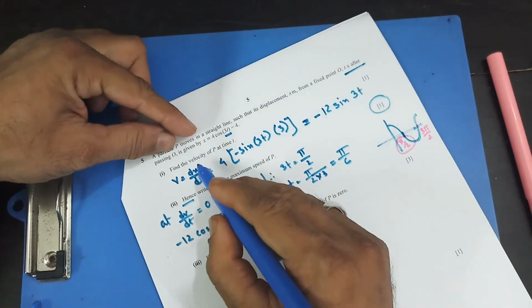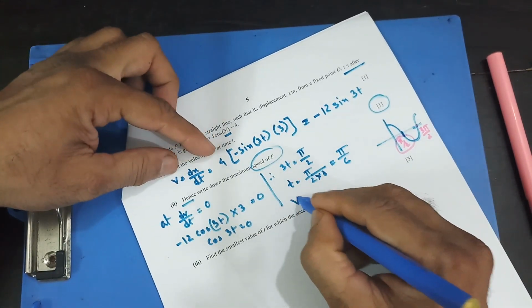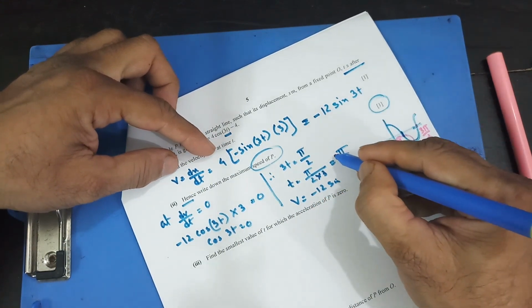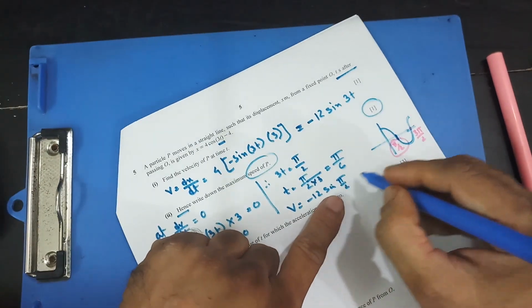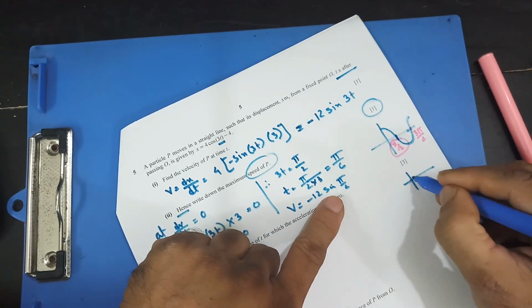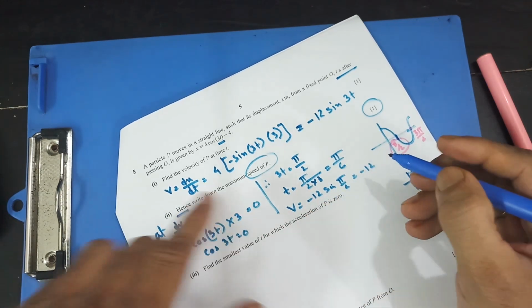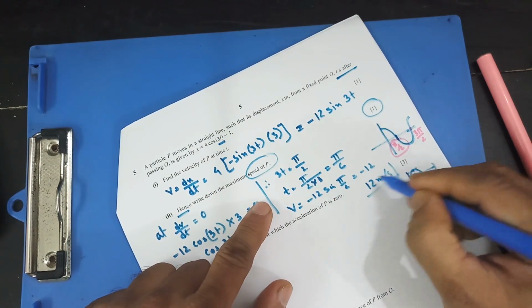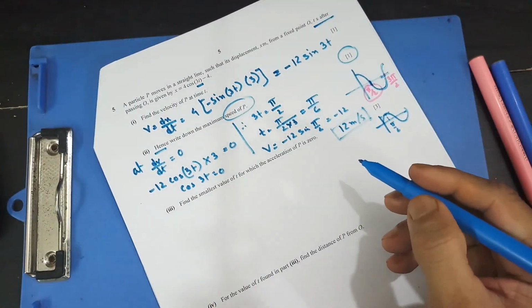Now it says maximum speed, so for whatever we got, v equals minus 12 sine 3t, so 3 times pi by 6 is pi by 2, that's 90, and sine 90 is 1. You can see that on the sine graph. So when it's 1, it's minus 12. So the maximum speed is going to be 12 meters per second. Negative means the direction, which way it's going, so the sign is not important.